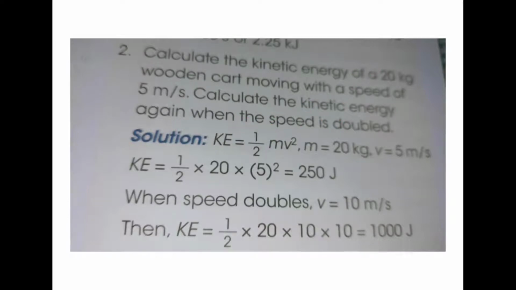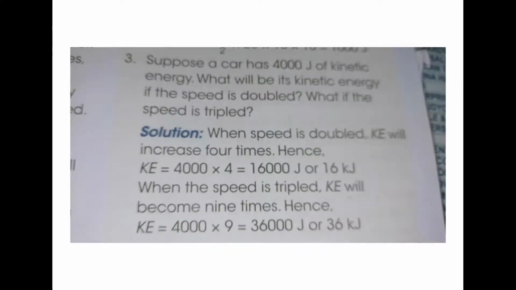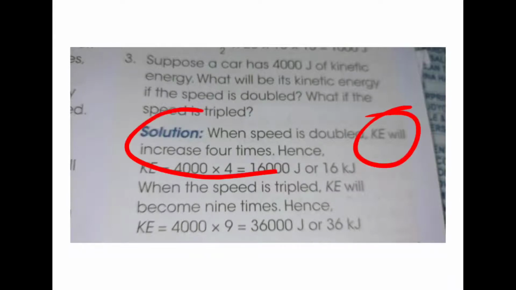Next question we have, suppose a car has 4000 joule of kinetic energy. What will be the kinetic energy if the speed is doubled? What if the speed is tripled? So kinetic energy is given 4000 joule. Okay, what will be the kinetic energy if the speed is doubled? Now if speed is doubled, kinetic energy becomes 4 times. This one you have to remember.